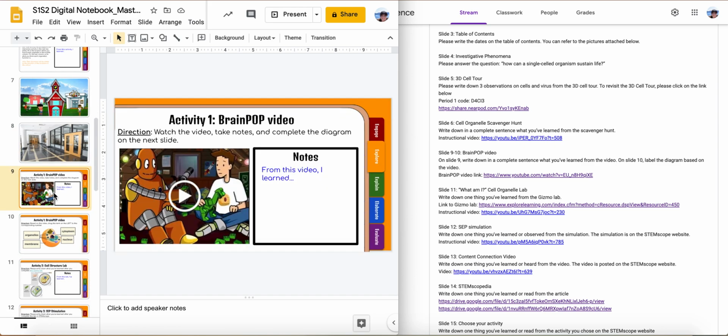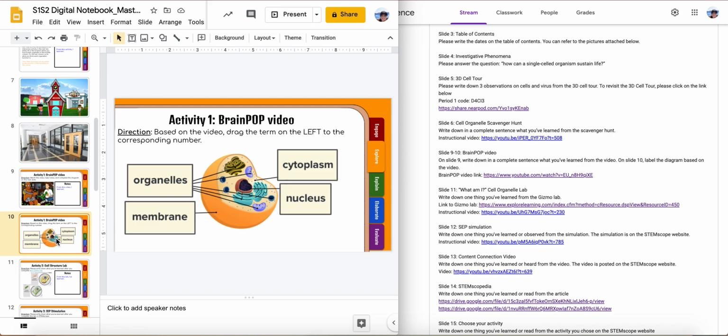Slide number 9, you write down one sentence on what you have learned from the BrainPop video. This video is no longer active, so please use the video that I post on stream instead. On slide number 10, we label the diagram based on the video. Right here we have the cell membrane, the nucleus in the center, and all the different parts, we group them together and call them organelles, and the fluid inside the cell, that's cytoplasm.